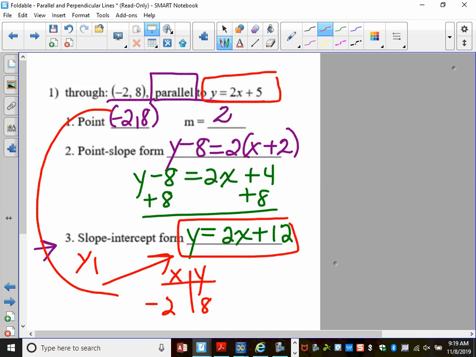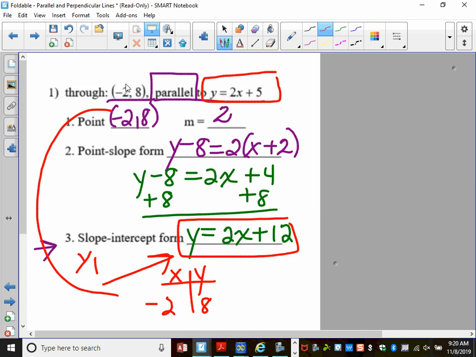All right, so now you know you have written an equation that's parallel to this given problem here, and it passes through this point, because we can come up with a whole lot of equations that are parallel to 2x plus 5 as long as we're using 2x every time, but specifically it has to pass through this particular point.